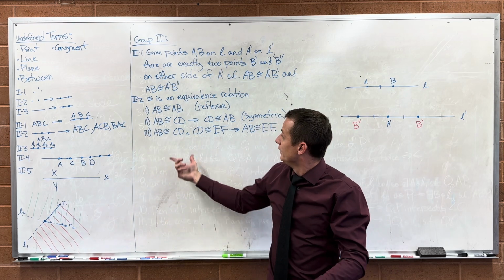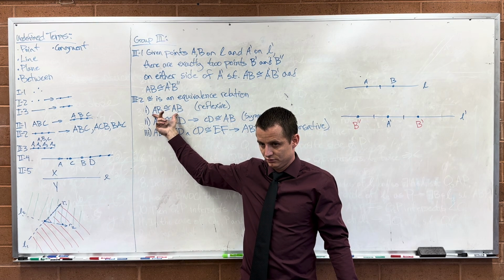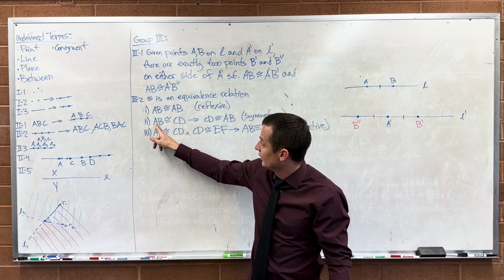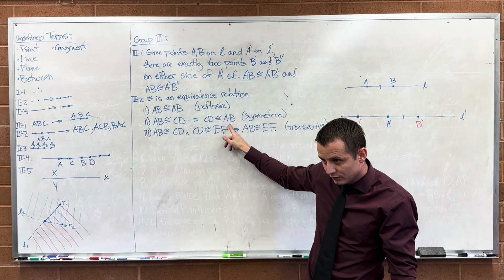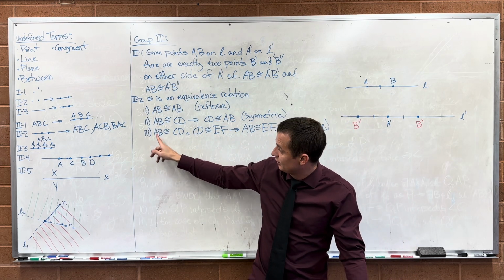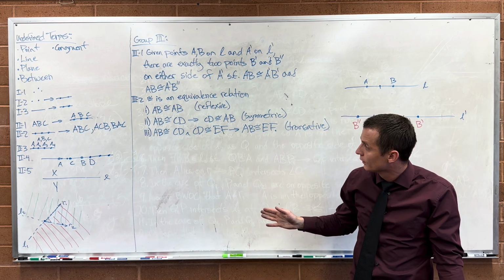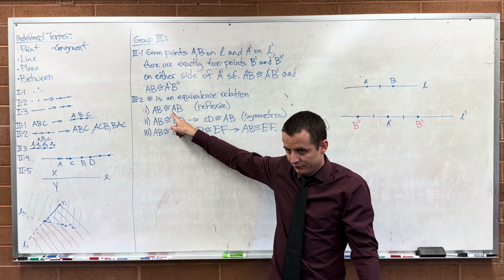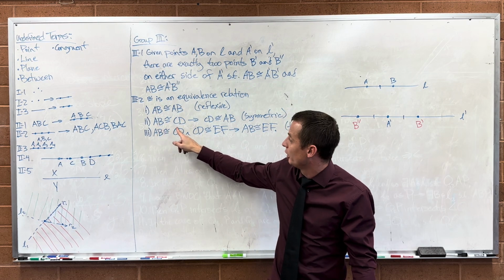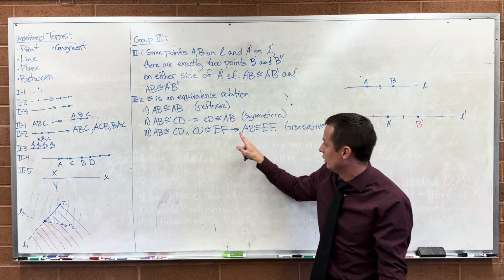Now property 1 says every line segment is congruent to itself. Make sense? Property 2 says if line segment AB is congruent to line segment CD, then line segment CD is congruent to line segment AB. And then finally, the last one says, if AB is congruent to CD and CD is congruent to EF, then AB is congruent to EF. If we think about this in terms of height and people, the first property says you're the same height as yourself. The second one says if you're the same height as Jack, Jack's the same height as you. This one says if you're the same height as Jack and Jack's the same height as Jill, you're the same height as Jill.